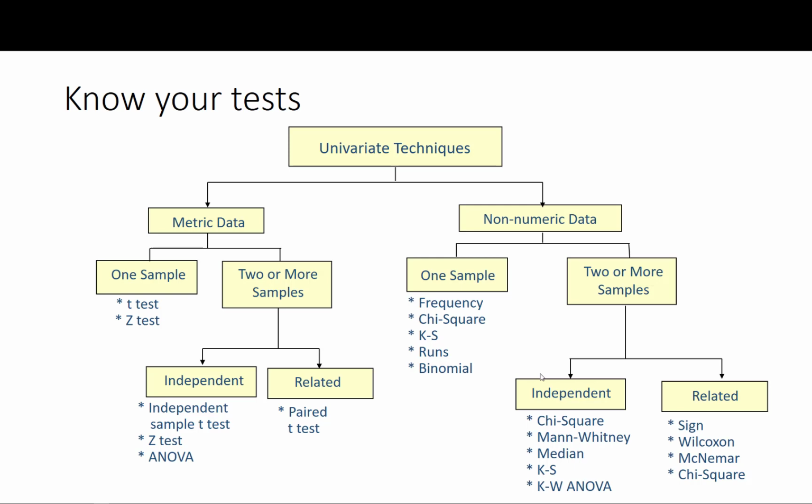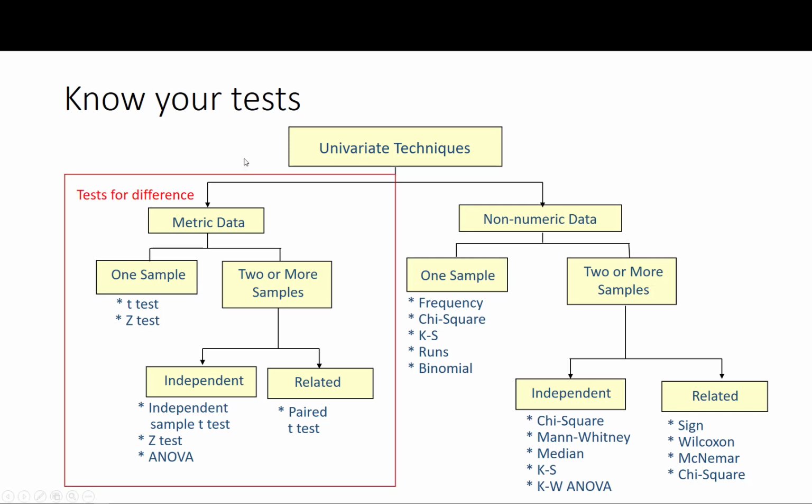The other thing to be aware of is to know your tests. The test that you can run depends on whether you have metric versus non-metric data, and the number of samples or the number of groups in which you want to test. For example, we're going to focus on this side of the line in this lecture, or in the videos I will create. So when we have metric data, if you have one sample, we can run a t-test or a z-test.